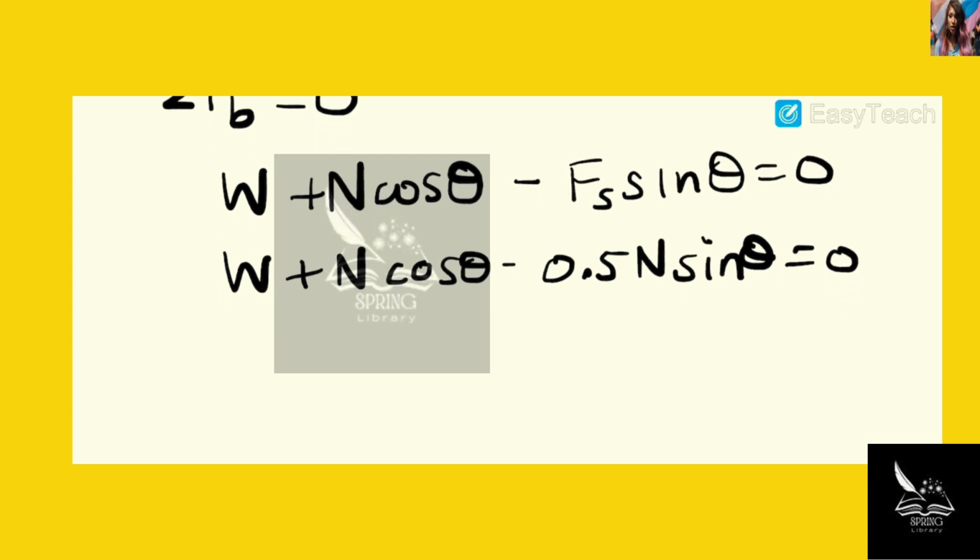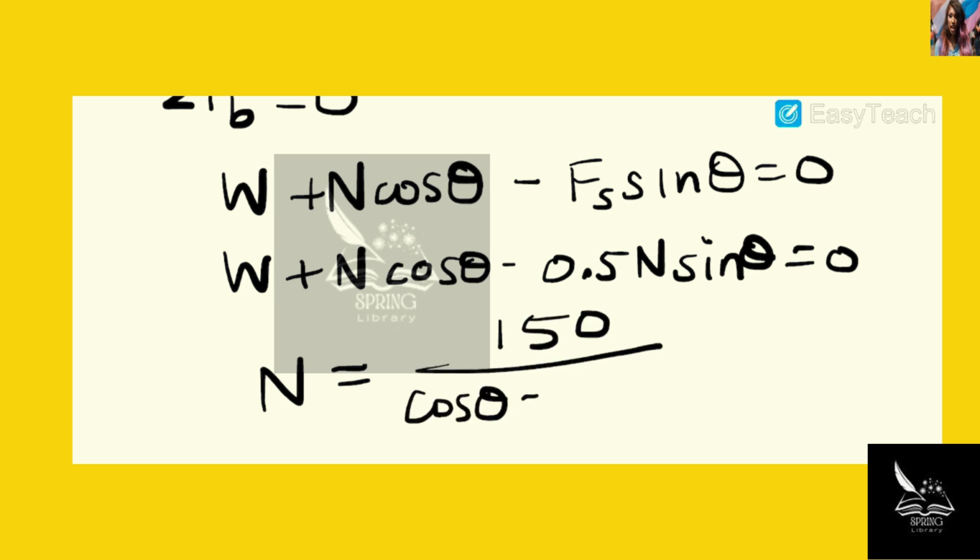So what we can do is solve for our normal force here and say that n is equal to w, which as we know is 150 pounds, all over cos theta minus 0.5 sine theta.